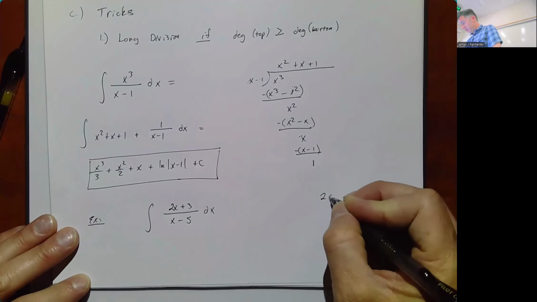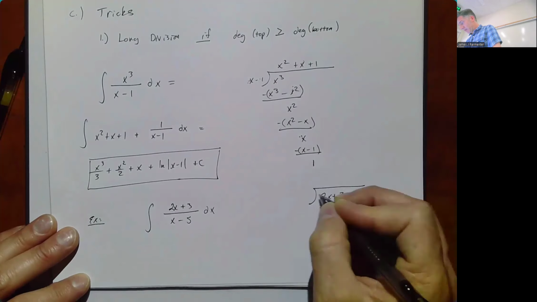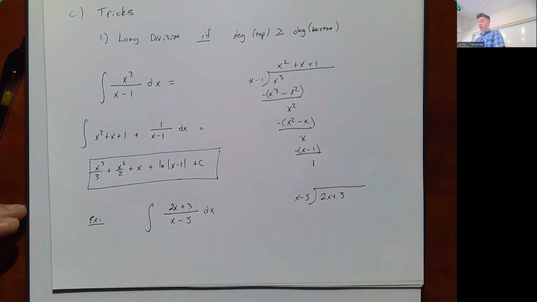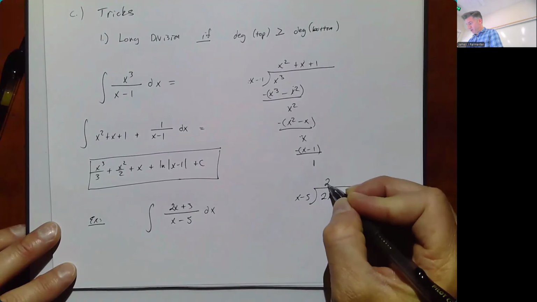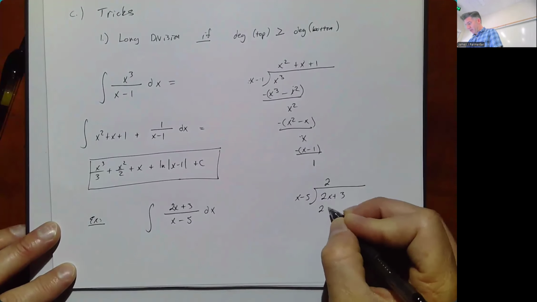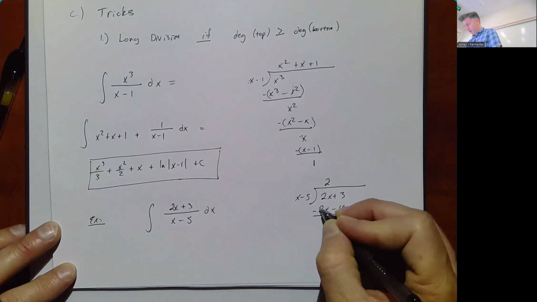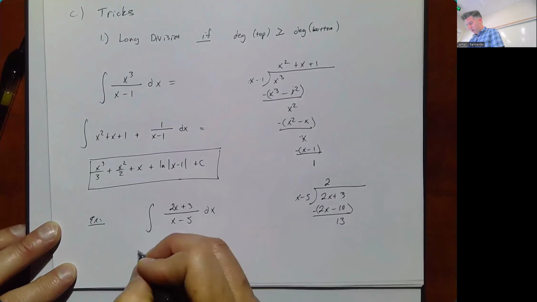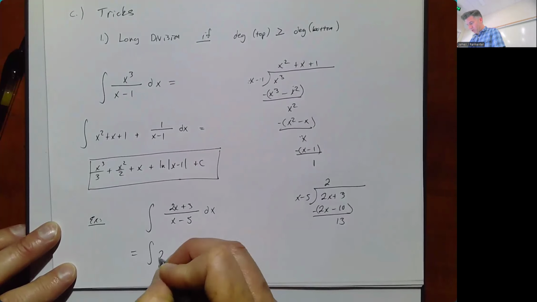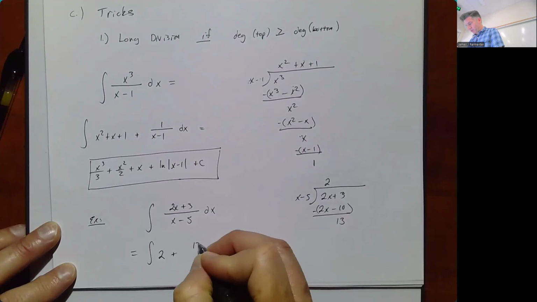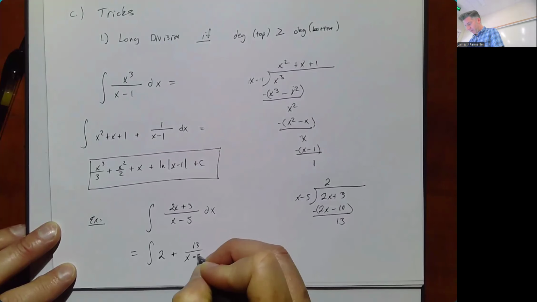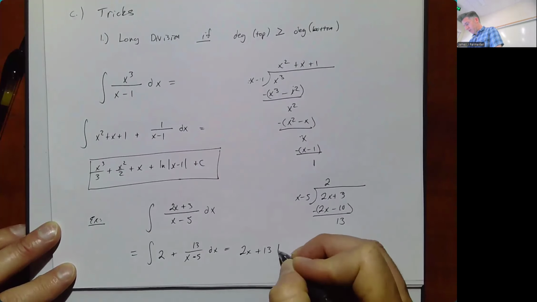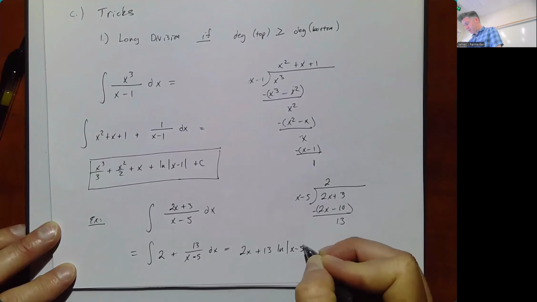If we do this, 2x plus 3 divided by x minus 5, it's only a one-step polynomial division because the degrees are the same. So we have a 2 up here. 2 times x minus 5 is 2x minus 10. Subtract, 3 minus minus 10 is 13. So we can rewrite the integral as the integral of 2 plus 13 over x minus 5. And then that's going to be 2x plus 13 times the natural log of the absolute value of x minus 5.